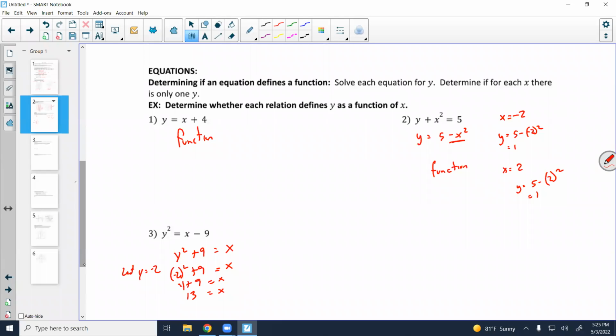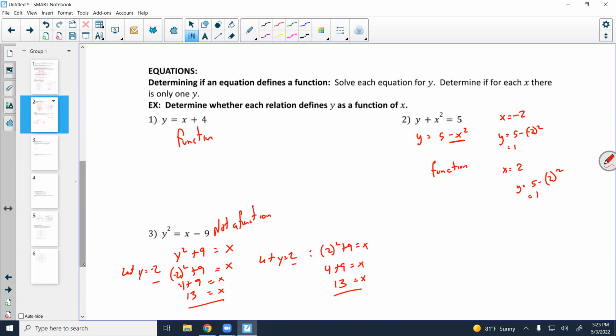Now, what if I use positive? Let y equal 2. In that case, I get 2 squared plus 9 equals x. 4 plus 9 equals x. X equals 13. So for x equals 13, I have 2 different y, so not a function.